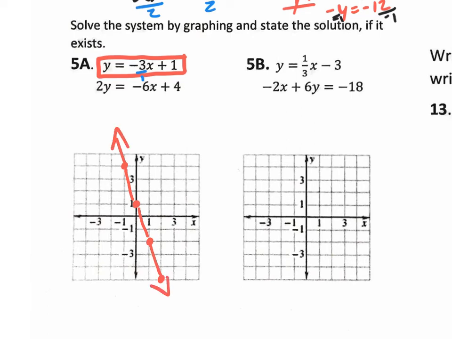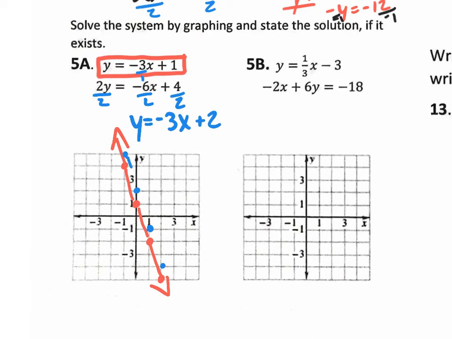Is it ready to graph? No, it's not. What do I need to do in order for it to be ready to graph? Divide by 2, divide by 2, divide by 2. Y is going to equal negative 3x plus 2. So this one crosses at 2, and you go down 3 over 1, and you go down 3 over 1, and backwards up 3 over 1.